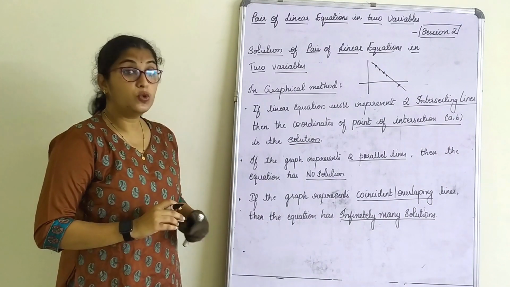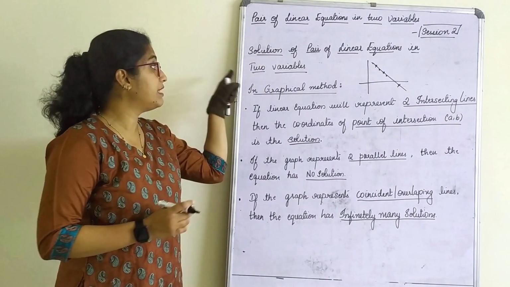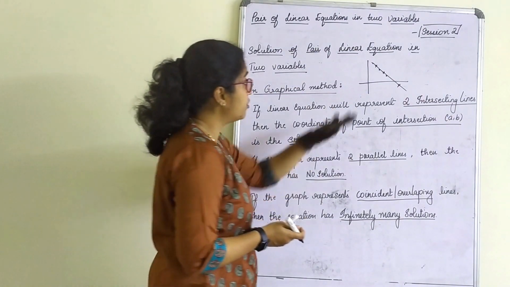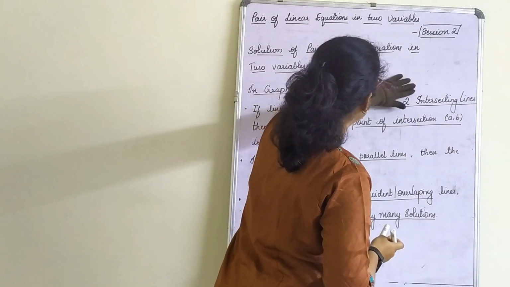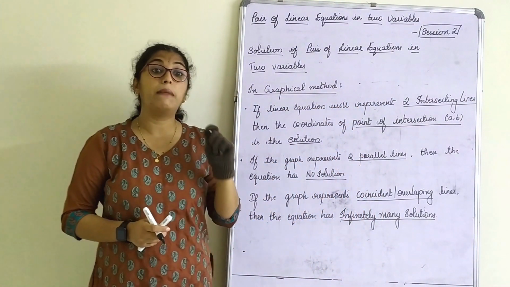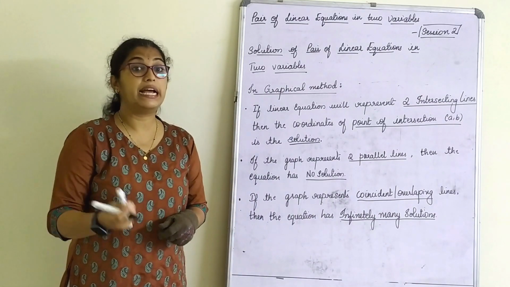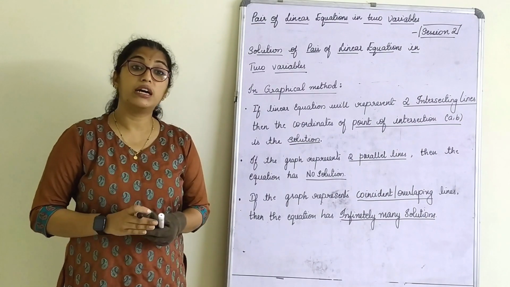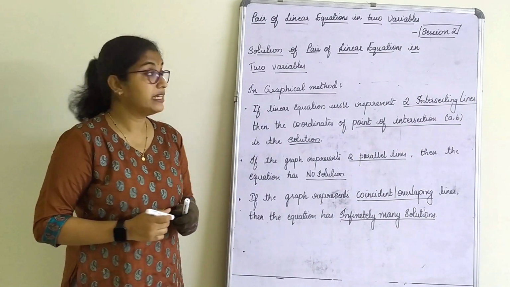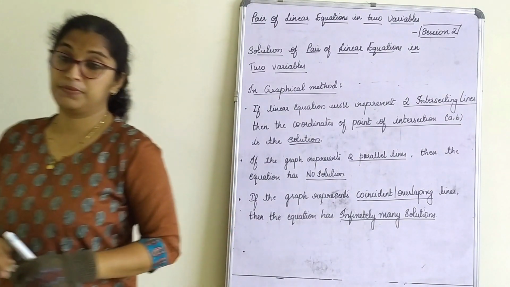So I want you all to write down this, giving the heading: solution of the pair of linear equations in two variables in graphical method. You need not draw anything which is not required, and write down these 3 points in your mathematics book. Very clear? So first write down this, and after that we will see the nature of lines and their consistency. Please write this down in your mathematics notebook.